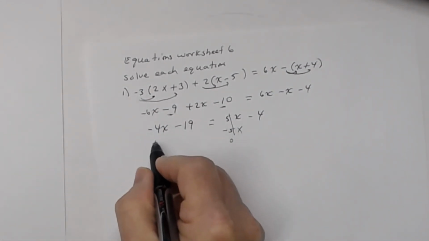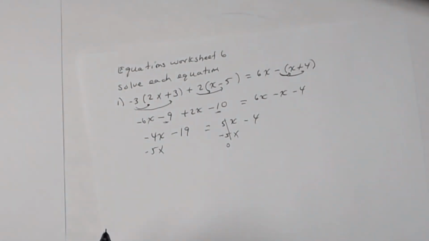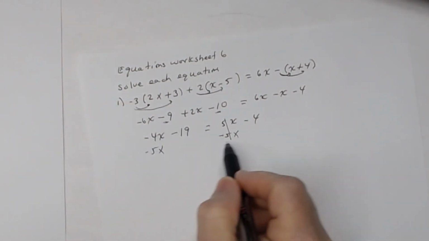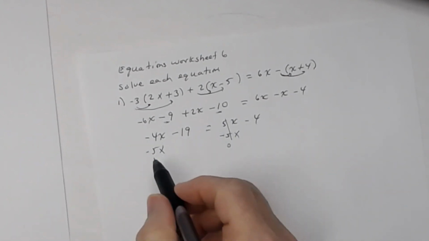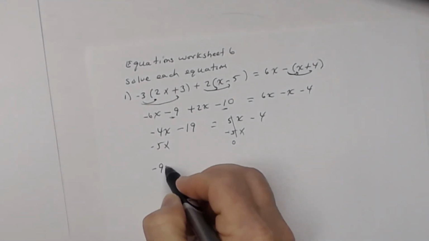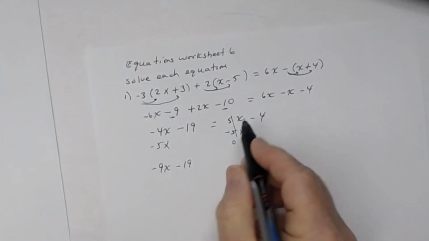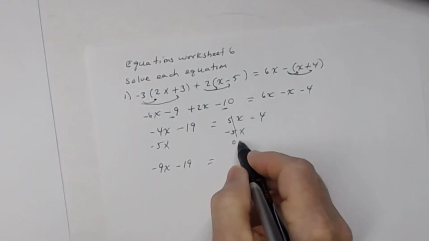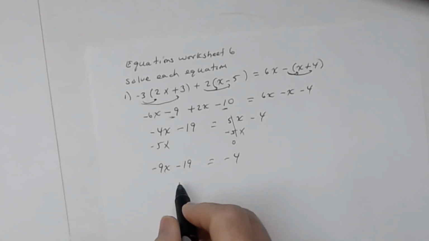And I'm going to go ahead and align my like terms to make things easier on me. Then the next step is to take what I just wrote here, and combine like terms. So a negative 4x and a negative 5x is a negative 9x. Then I'm going to bring down the minus 19, equal, this is 0, and 0 minus 4 is a negative 4.